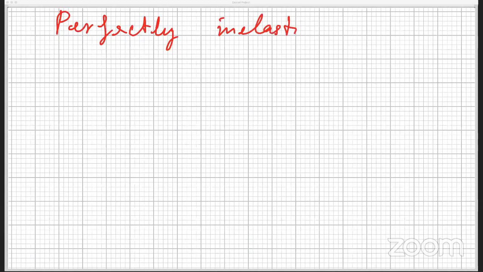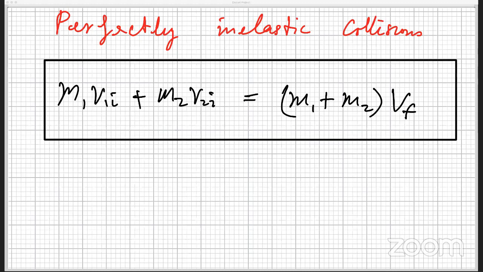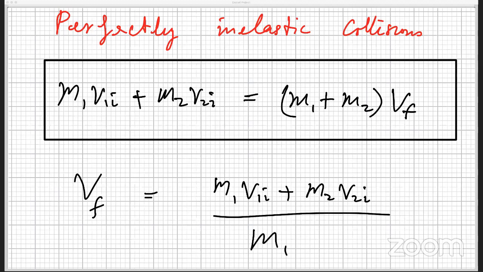So the law of conservation of momentum in this case, for perfectly inelastic collisions, you just have M1 V1 initial plus M2 V2 initial equals M1 plus M2 times V final. So the law of conservation of momentum is simpler for perfectly inelastic collisions. The final velocity in this case will just be M1 V1 initial plus M2 V2 initial divided by M1 plus M2. Okay.